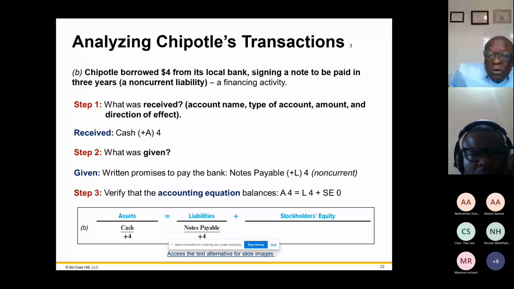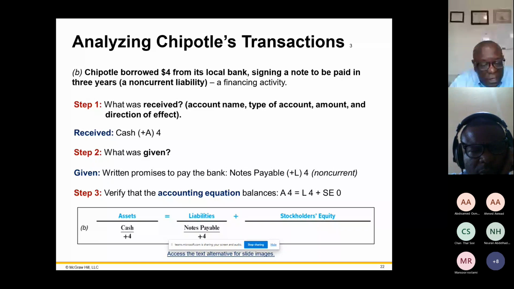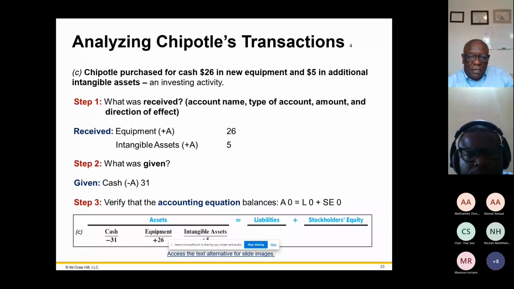And because it is a note, note payable is affected, which is a long-term liability because it's going to be repaid in 3 years. So if you look down here, you see asset $4, note payable $4. So you can see assets and liability were affected in this case. Assets and liability will always balance. Cash was received $4 and the liability was increased by $4. So, any question? No. Okay, let's look at another transaction.